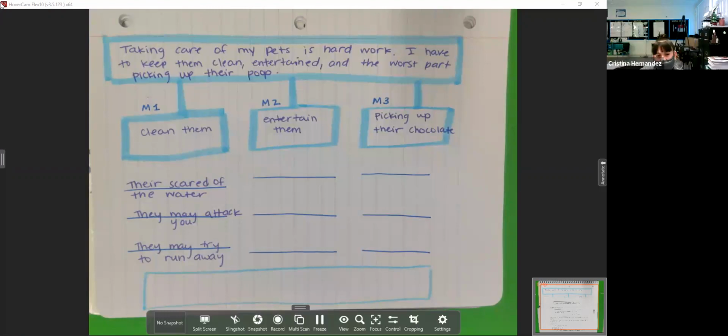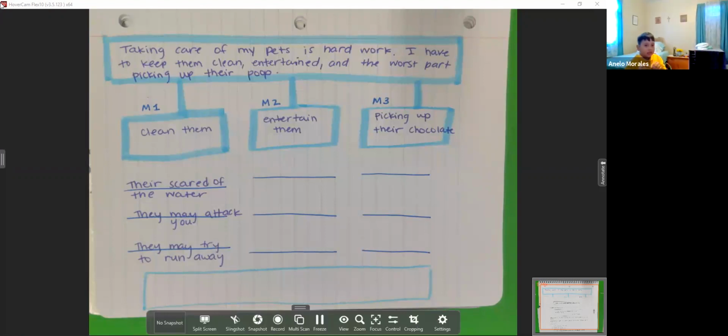Or you may put in all this work to keep them clean, and then you go home and all of a sudden they find dirt and start rolling around in dirt. It happens with the cat that's here because my dog doesn't really have any mud or dirt in the back, just grass.